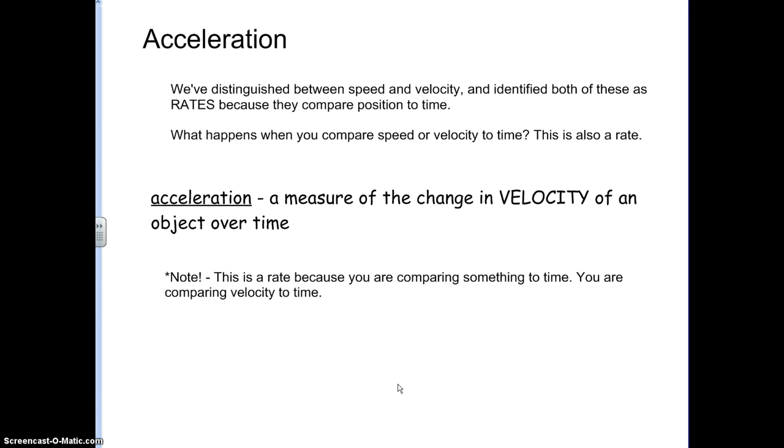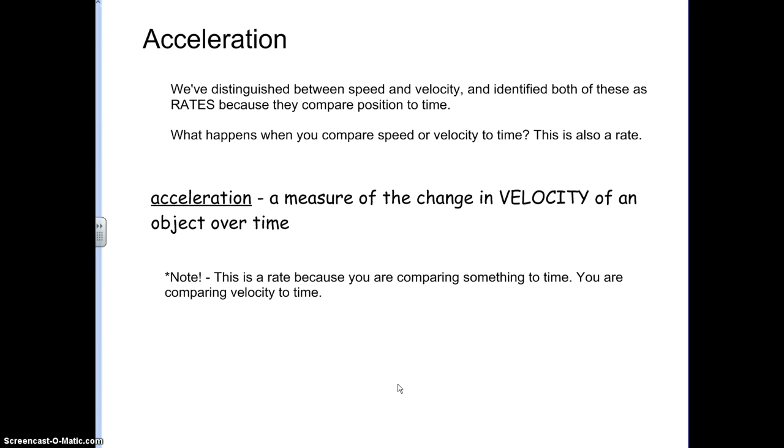At this point we've talked about how to identify the difference between distance and displacement, a scalar and vector version of measuring a change in position on a number line. We've spent quite a bit of time talking about rates, specifically the change in position over time, which for a scalar version is speed, and for a vector version is velocity. But now we want to look at a different rate. We want to look at the concept of acceleration in a little more detail.